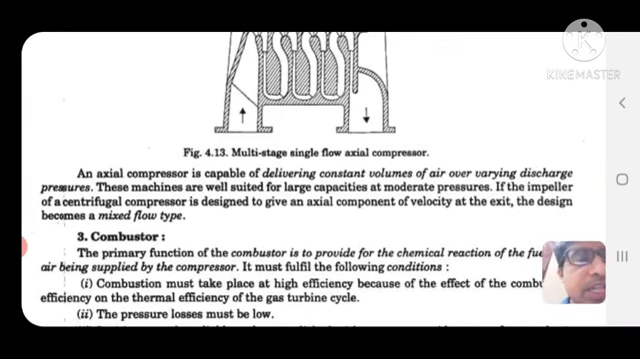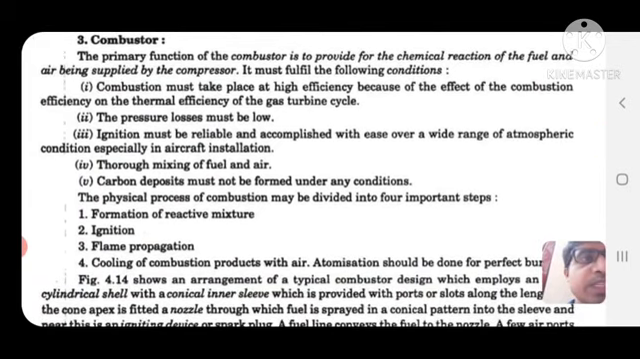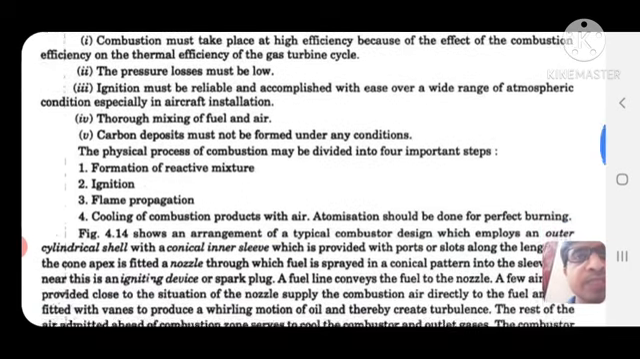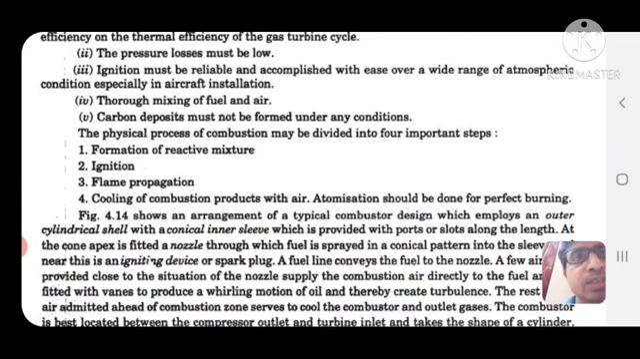Combustor: the primary function of the combustor is to provide for the chemical reaction of the fuel and air being supplied by the compressor. It must fulfill the following conditions. Combustion must take place at high efficiency because of the effect of combustion efficiency on the thermal efficiency of the gas turbine cycle. The pressure losses must be low. Ignition must be reliable and accomplished with ease over a wide range of atmospheric conditions, especially in aircraft installations.